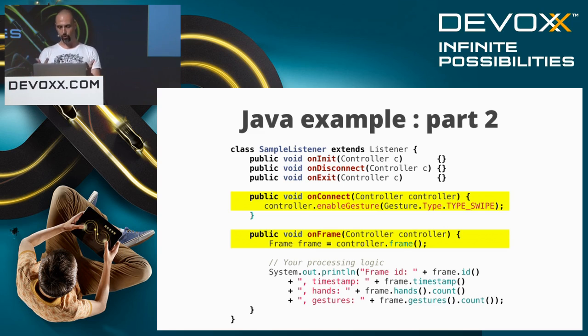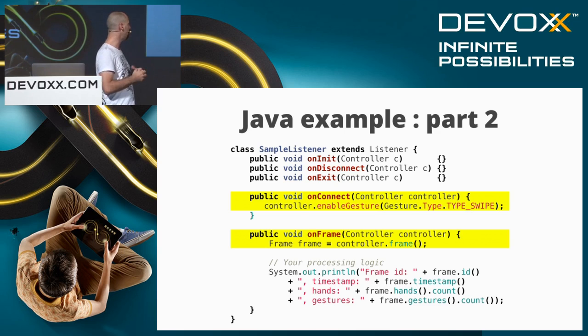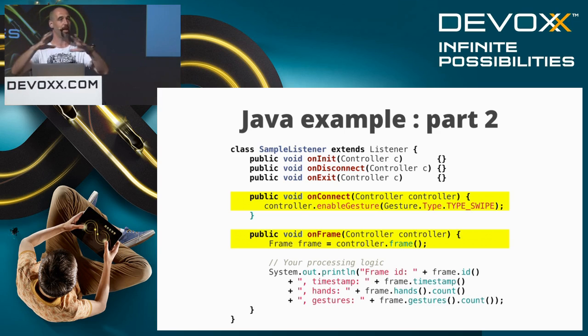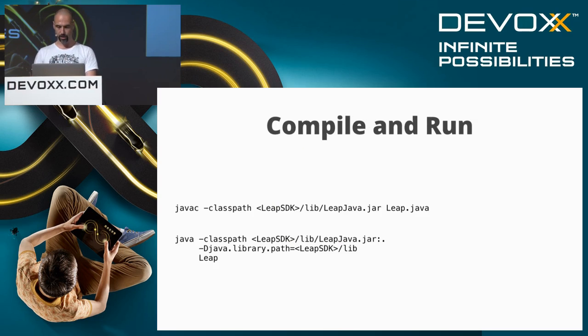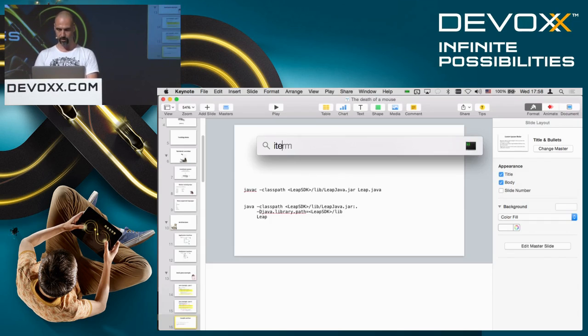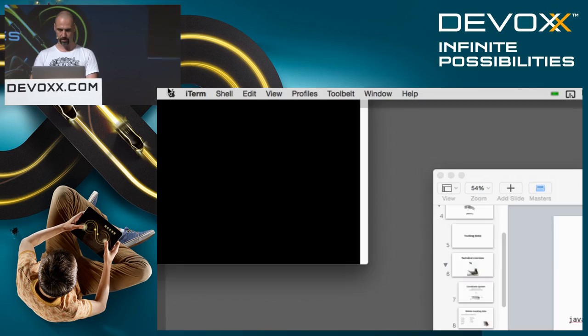And then the two most interesting methods here are the onConnect method, where you start setting up everything that you're interested in. In this case, you're interested in swipe gestures. And then every time a frame of information is available, it will come back on the onFrame method. And then it's just up to you to query the information that is available in the frame and do something with it. So getting that to run is quite easy. Basically just compile it with the jar in the class path, and let's see if I can show a little demo of that.